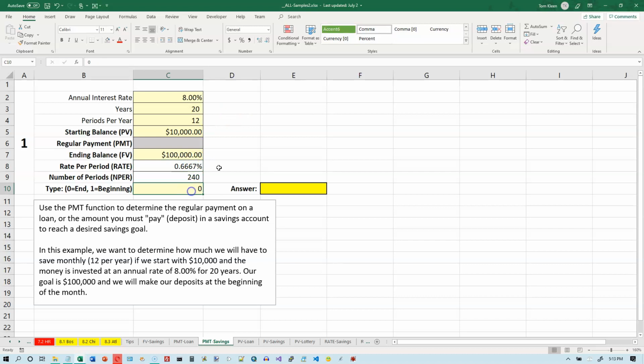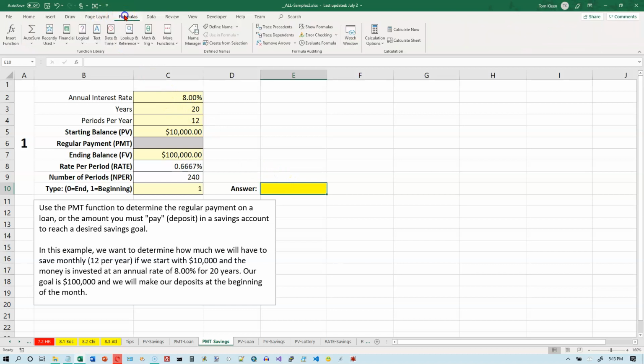And the last thing is, what type is this? Are we making a deposit at the beginning or the end of the month? And we're making it at the beginning, which means we need to put a 1 down here instead of the 0 that's there right now. Okay, so let's go over here to where we're going to put our answer. And this is the payment function again.